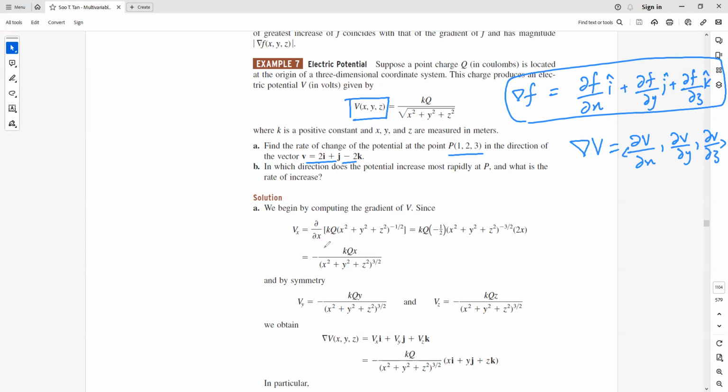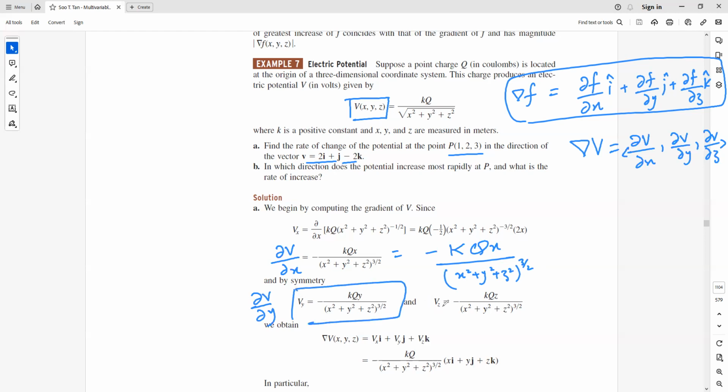With respect to x, if we differentiate this function partially, we are going to get partial V over partial x, that is negative k q x over (x squared plus y squared plus z squared) raised to the power 3 over 2. Similarly, for partial V over partial y we get this function, and for partial V over partial z, we get this function.